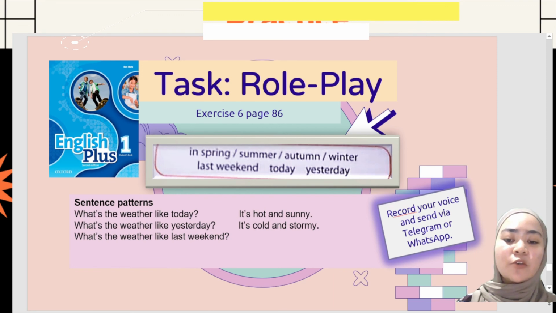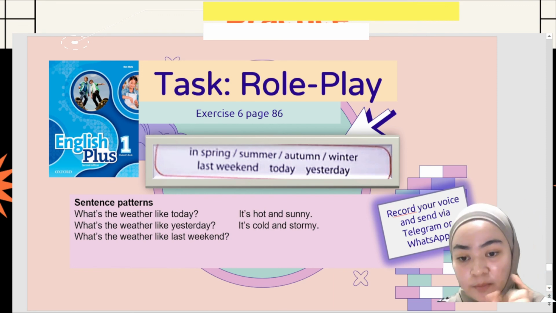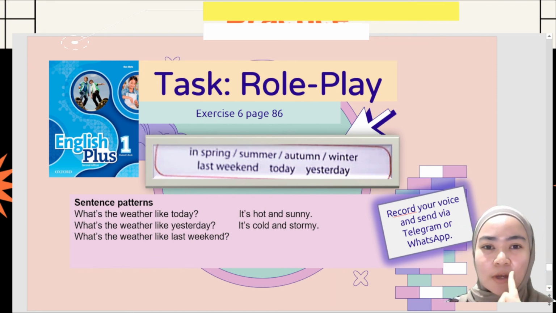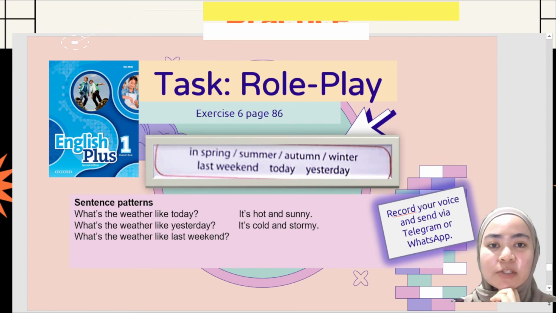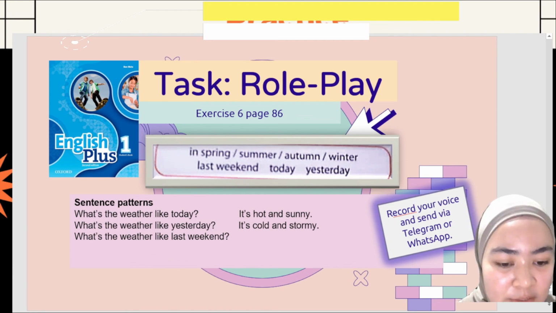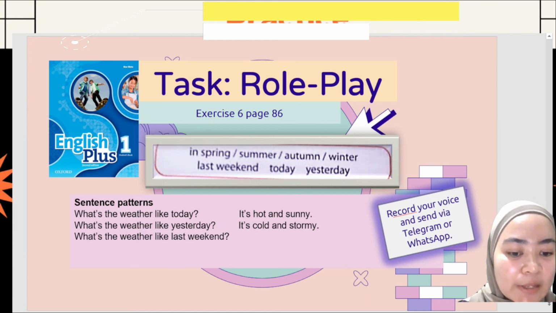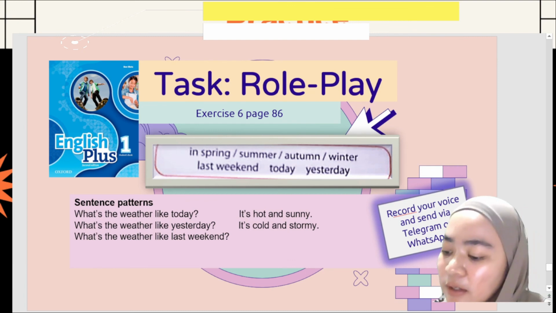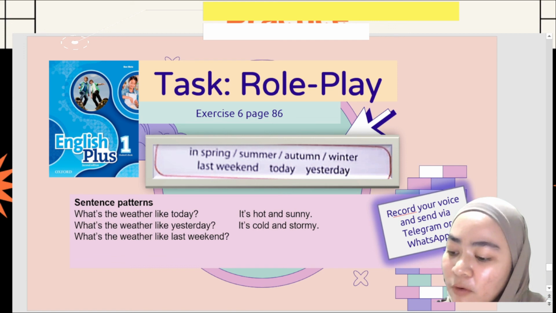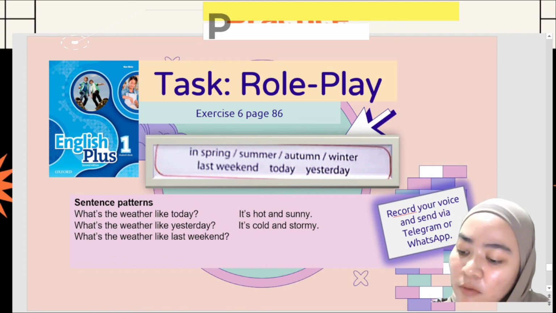The first one is you have to snap your column before and after. So this is the second task, which is a role play. Turn to page 86, exercise 6. Thank you, Afnan. So Afnan, for before he got 4/6. After he got 6/6. Okay, good job, Afnan.